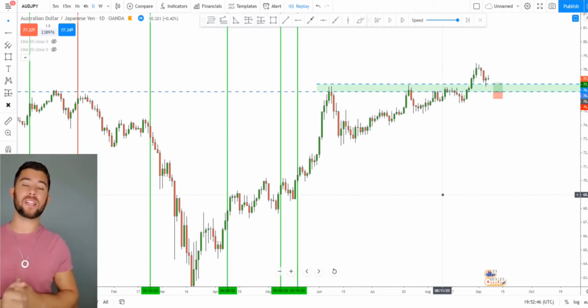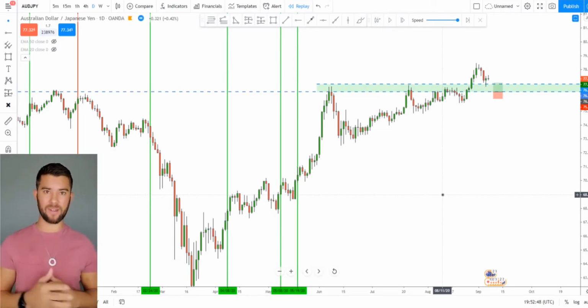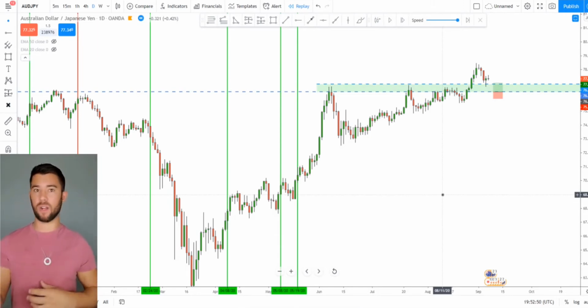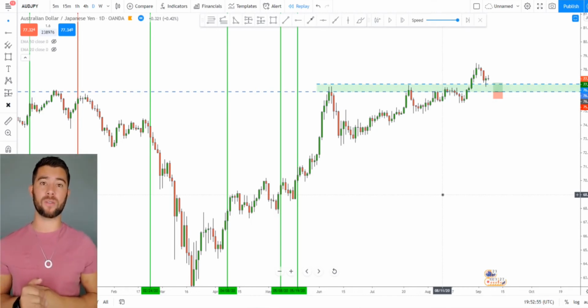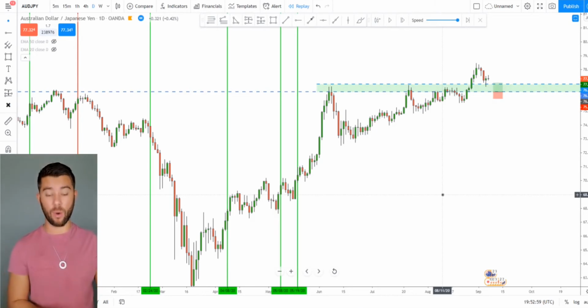Step number 2 is looking for structure levels, and I have 2 types that I'm going to look for. Support and resistance structure. I'm going to look for 2 different types. I'm looking for trend continuation structure, and I'm looking for barrier levels. What's a trend continuation level? Let's go over that first.